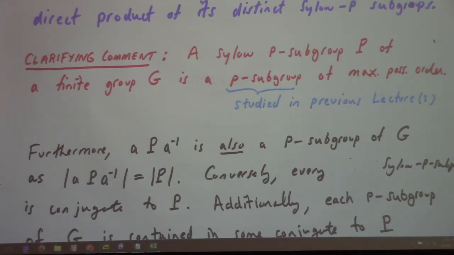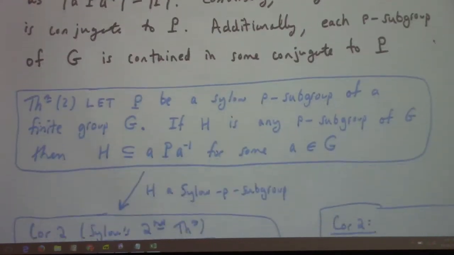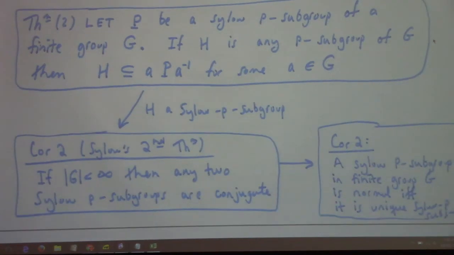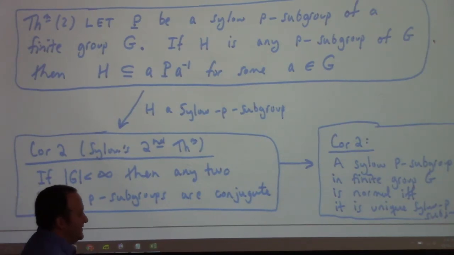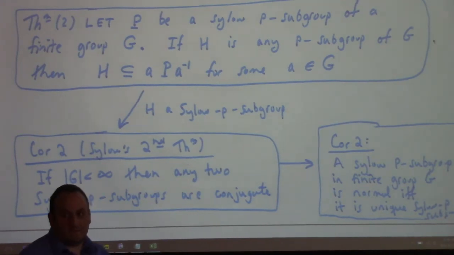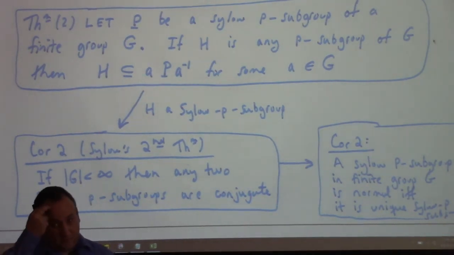So this is actually very neat, because what that means then is that theorem 2 leads us to Sylow's second theorem, which says that if you have a finite group, then any two Sylow P subgroups are conjugate. I think I just said that, actually. That is Sylow's second theorem. And the corollary to that is very, very interesting: a Sylow P subgroup in a finite group G is normal if and only if it is the unique Sylow P subgroup.